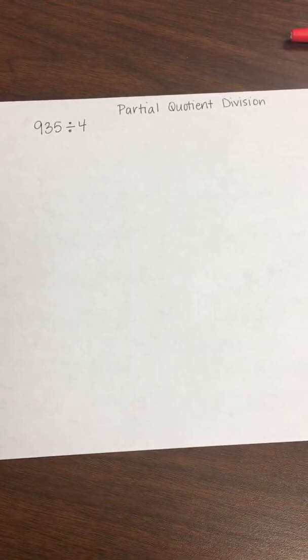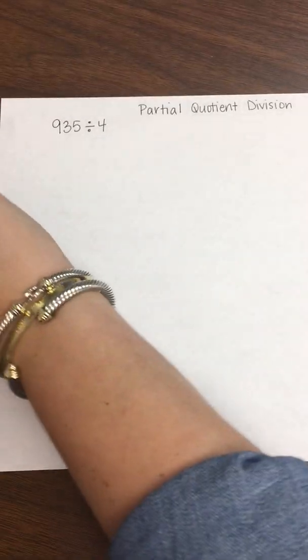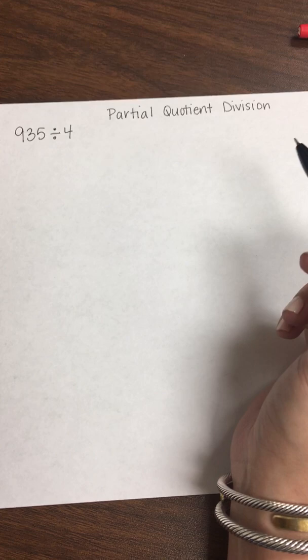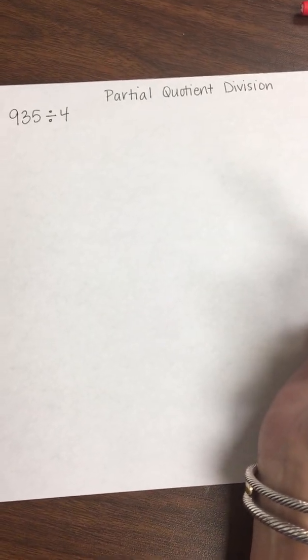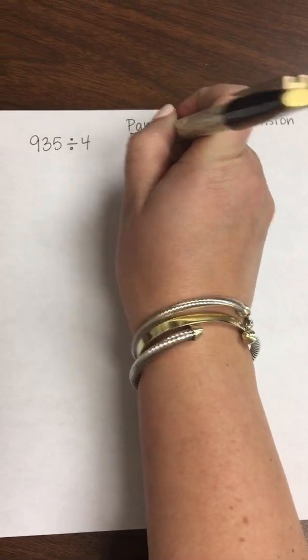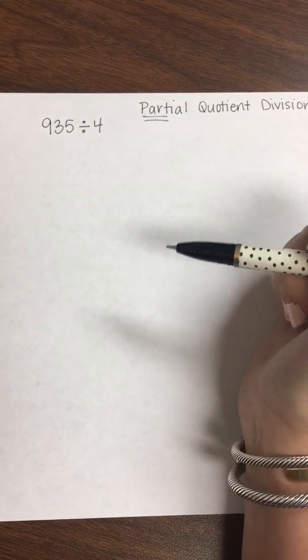This is Mrs. Regan with just a quick little tip about how to help your student with partial quotient division. It's not what you're used to seeing in the way that you were probably taught, but partial quotient division builds on what students already know about multiplication facts to help solve long division problems in just small parts, little chunks at a time. So for instance, 935 divided by 4.